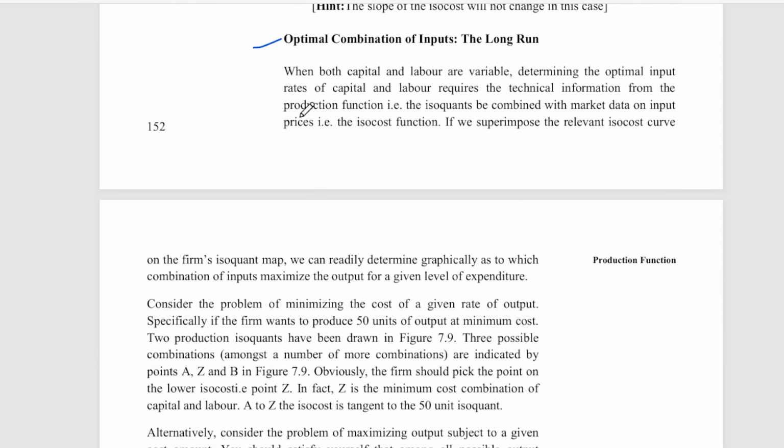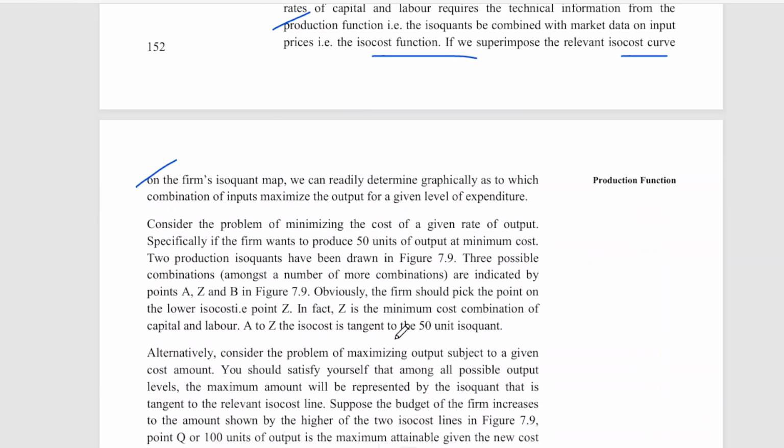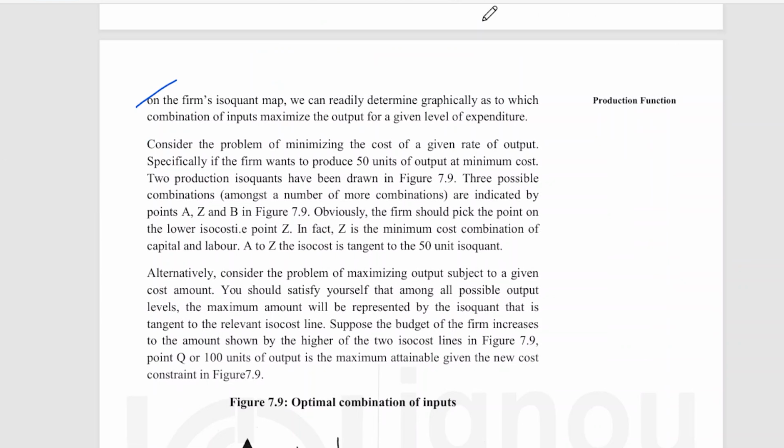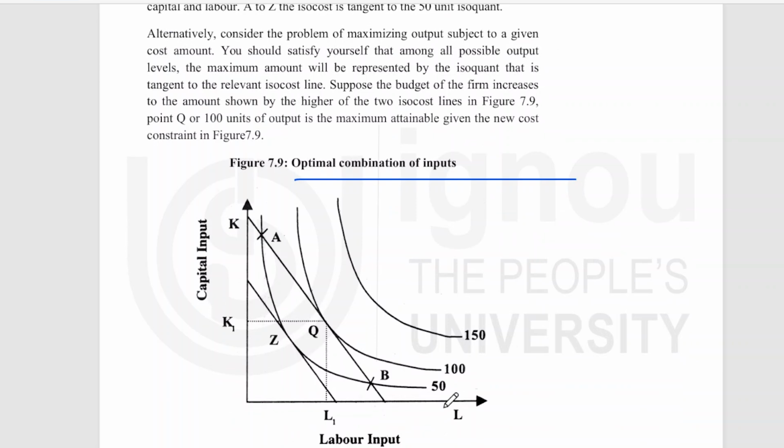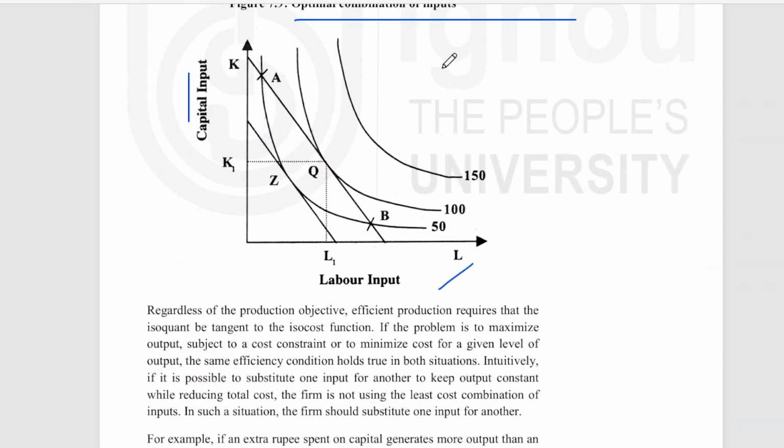When both capital and labor are variable, determining the optimal input rate of capital and labor requires the technical information from the production function, and the isoquant can be combined with the market data on input price, the isocost function. If we superimpose the relevant isocost curve on the firm's isoquant map, we can readily determine graphically which combination of inputs maximizes the output for a given level of expenditure. Okay. So here is one problem of minimizing the cost of a given rate of output. So this is the optimal combination of input. Labor input is here, capital input is here. So this is that curve.